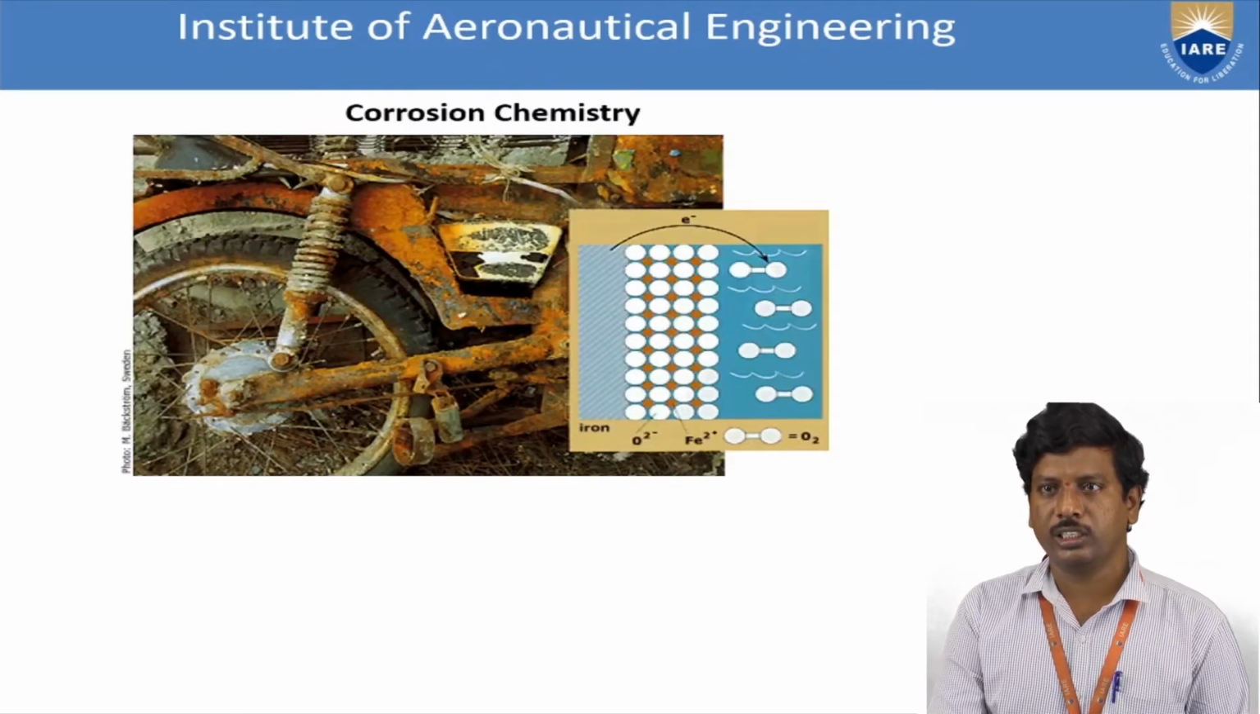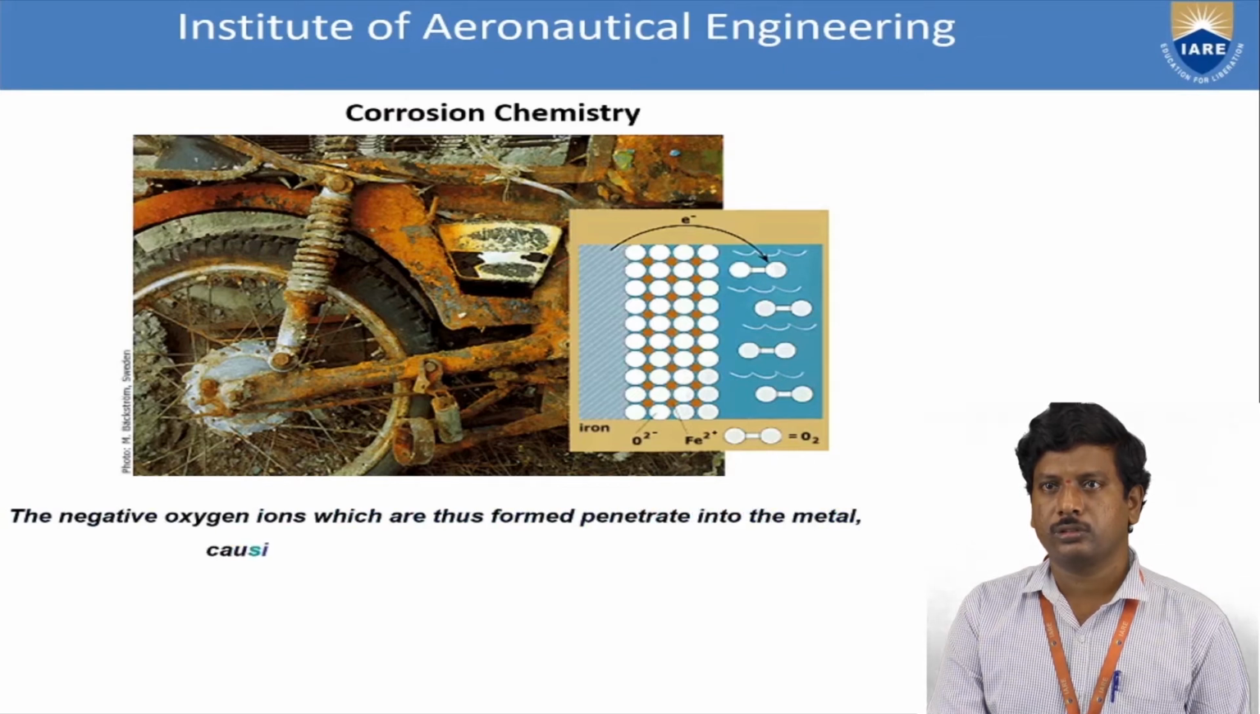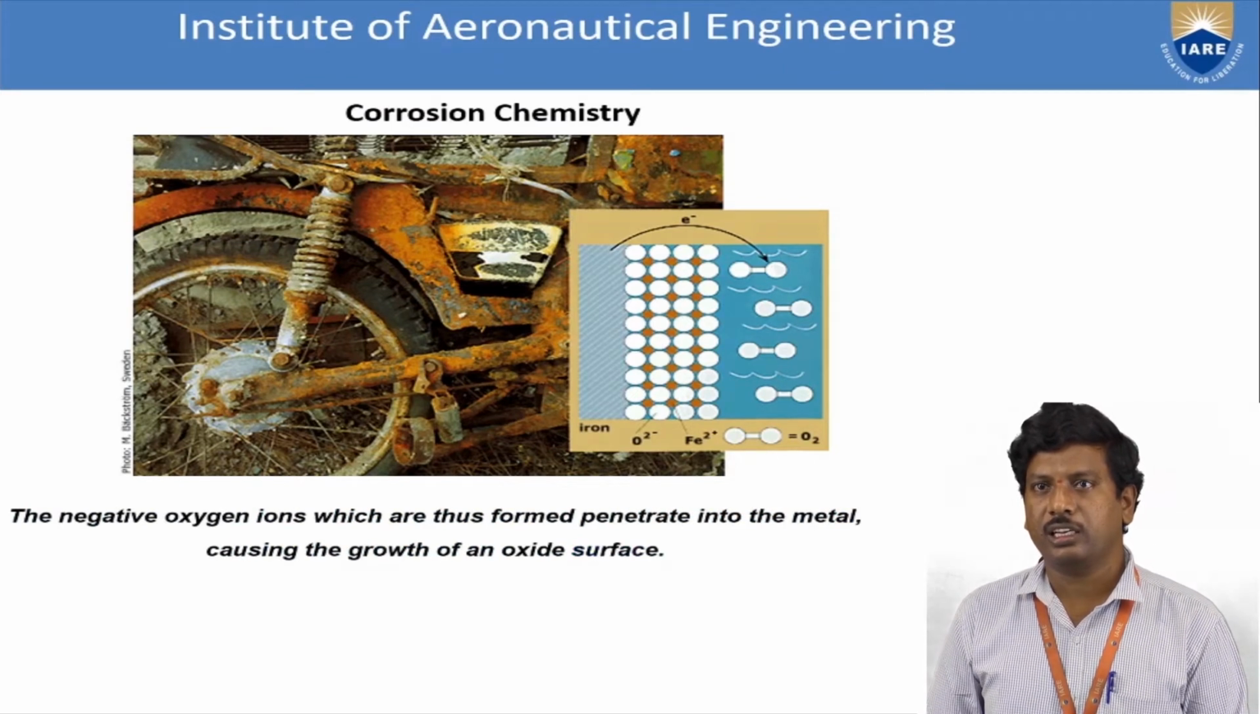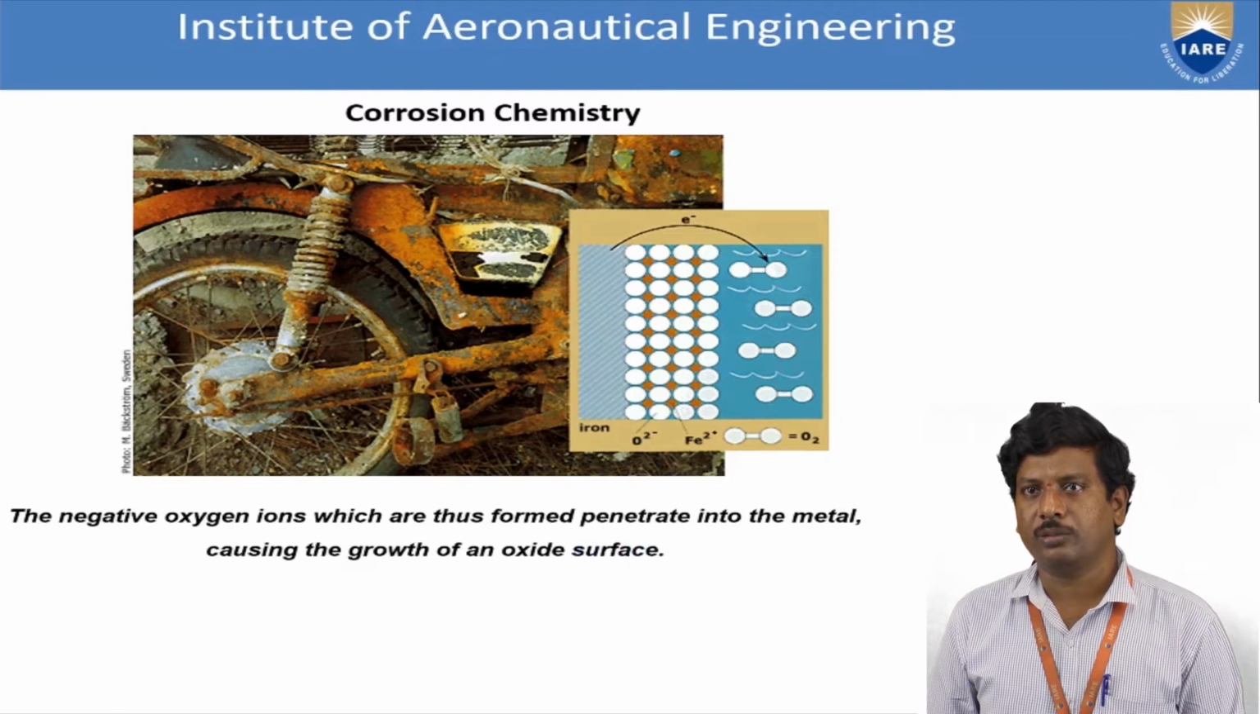Next one, the corrosion chemistry. So what is the chemistry linked with corrosion? It is a phenomenon of the physical branch. That means physical chemistry. So the process of corrosion is an oxidation phenomenon. Oxidation is one of the chemical reactions observed in chemistry. So what is the corrosion chemistry?